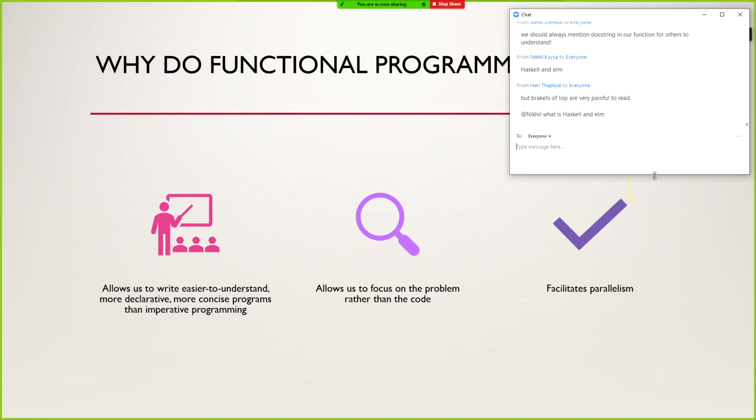What is Haskell and Elm? Haskell is a programming language. That is the case with Elm. Elm is for UI, I guess. Probably. Fine.